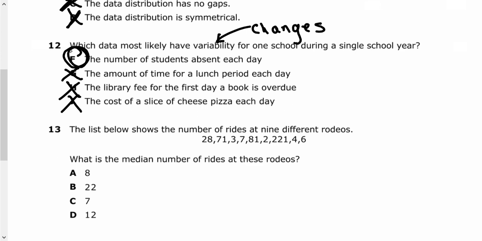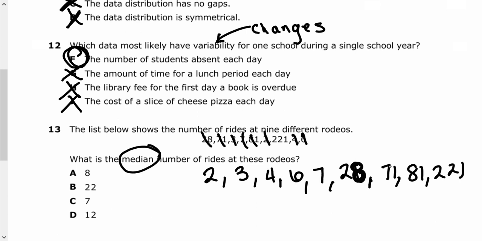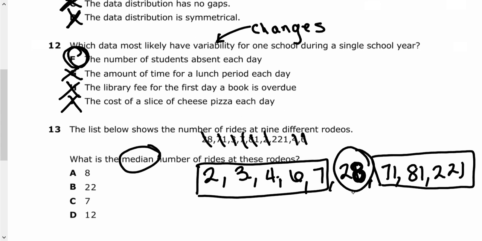Number 13, the list below shows the number of rides at 9 different rodeos. What is the median number of rides at the rodeos? So notice that it's not in order from least to greatest. So I'm going to take care of that first. So I have 2, then 3, then 4, and 6, and 7, and then 21. Oh, I'm sorry, 28. Then 71, then 81, and then 221. And I want the median, so I'm looking for that middle value. I have 1, 2, 3, 4, 5, 6, 7, 8, 9. So if I kind of cut this in half, I have 4 over here. 28 becomes my median.